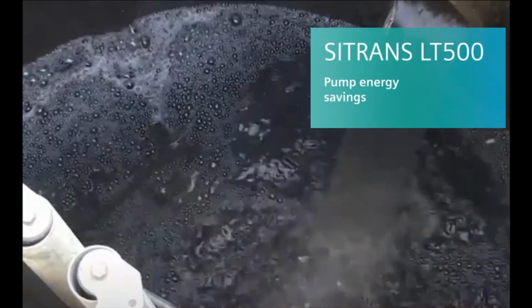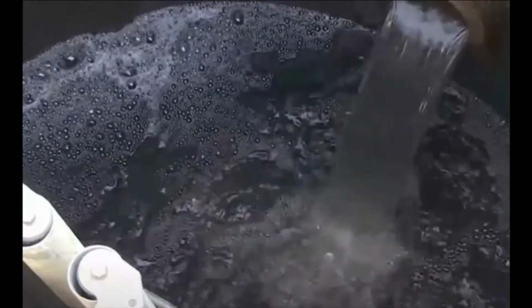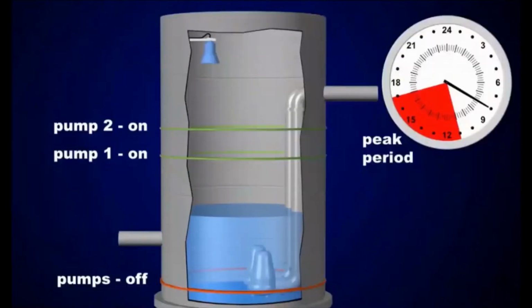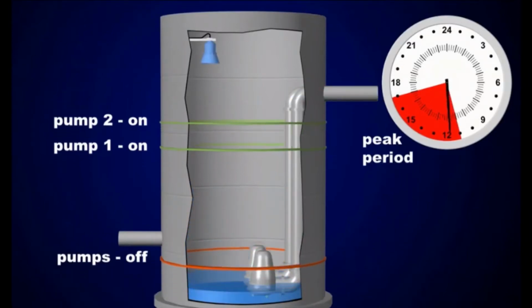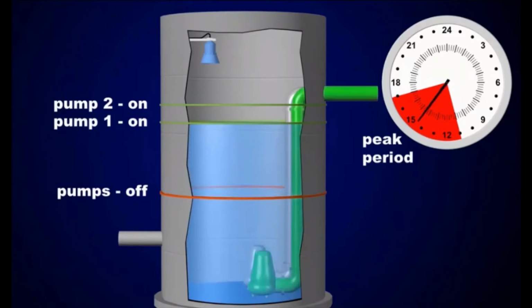Pump energy savings are used to maximize the use of pumps during periods of low energy cost and minimize its operation during periods of high cost. Prior to the peak period, the SITRANS LT500 runs the pump to reduce the level of wastewater. When the peak period starts, the SITRANS LT500 switches to a different set of high and low set points. The wet well now stores more wastewater before pumping starts.